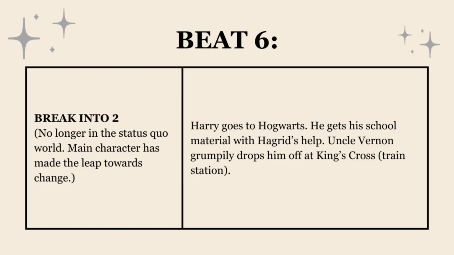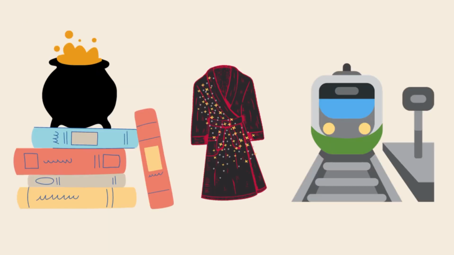The next beat is the break into two. We are no longer in the status quo world, and the main character has made the leap towards change. Using the example of the book, Harry goes to Hogwarts. He gets his school material with Hagrid's help. Uncle Vernon grumpily drops him off at King's Cross Station.